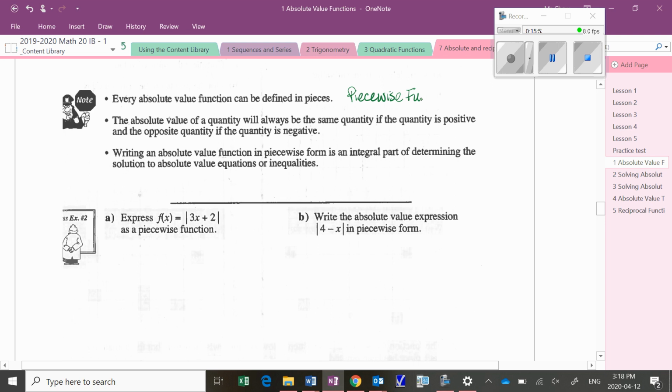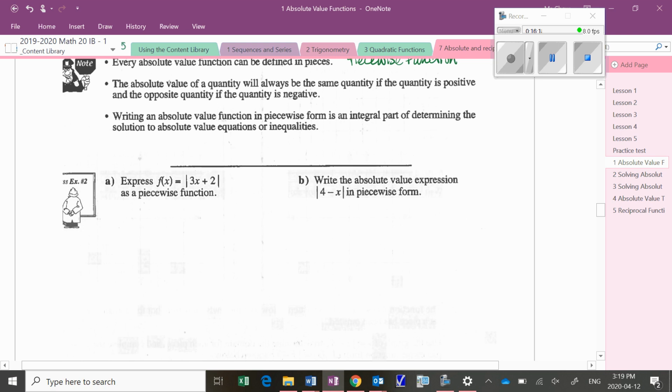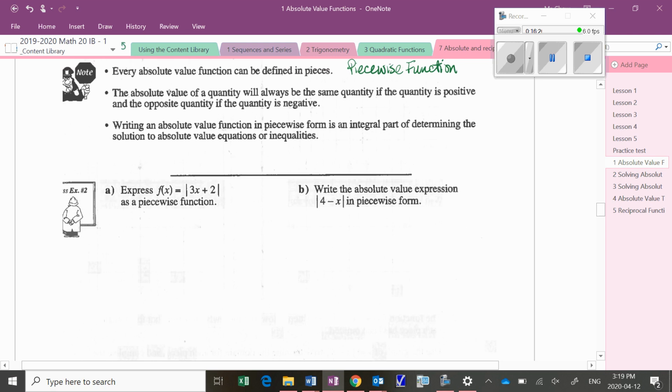And that is essentially a description of the graph then and its two pieces. The absolute value of a quantity will always be the same quantity if the quantity is positive, and the opposite quantity if the quantity is negative. It's a lot of quantities. Writing an absolute value function in piecewise form is an integral part of determining the solution to equations and inequalities, and we'll get to that shortly.